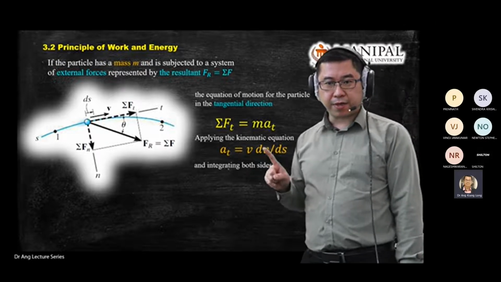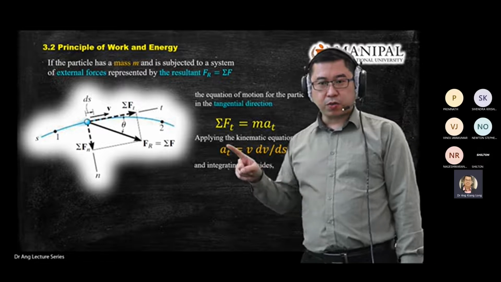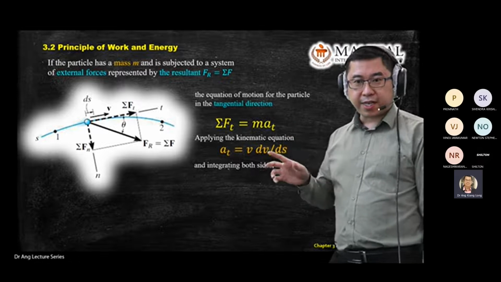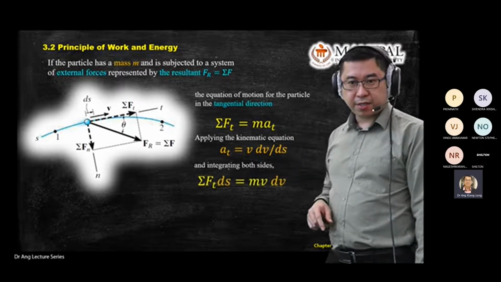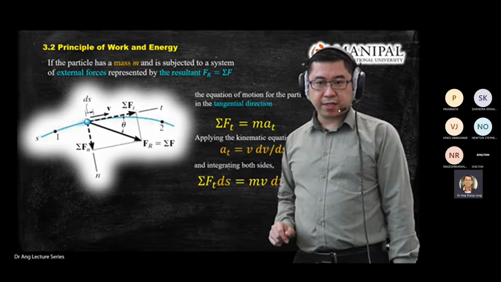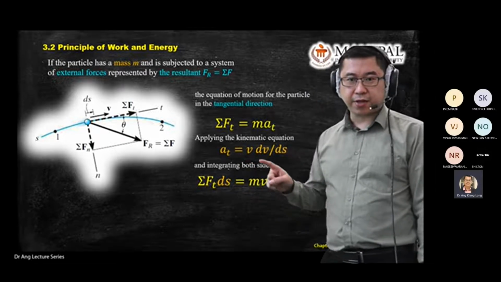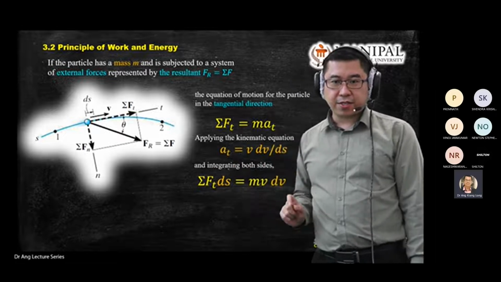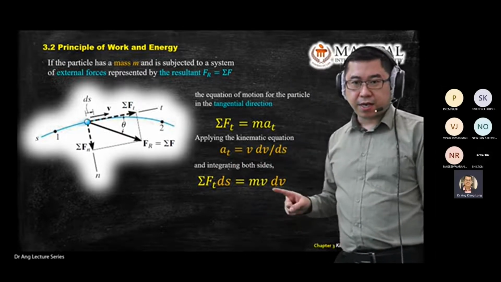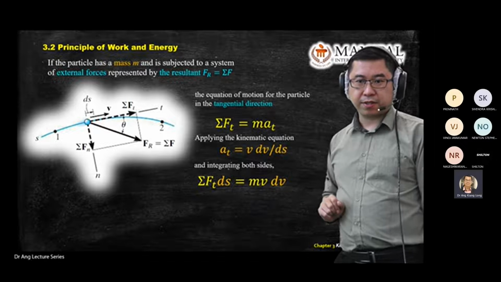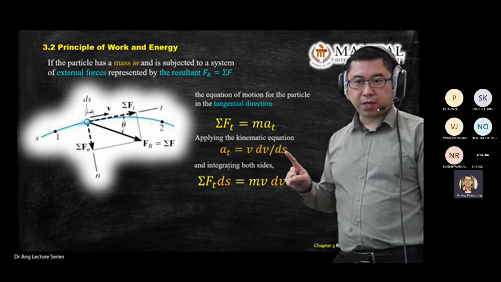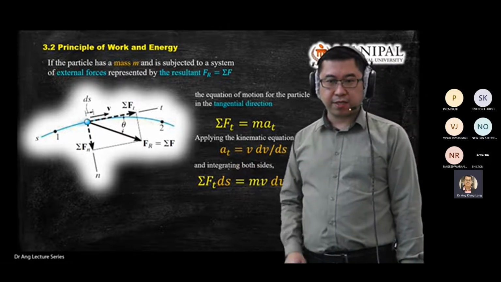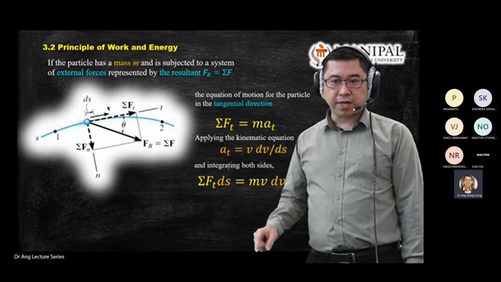And every time you have an integration, right? You know that every time you have a d something on one side, d something on the other side, the next step always we look at integration. So when you integrate both sides, you will get F ds and mv dv. Or you pull your ds over here, you integrate.